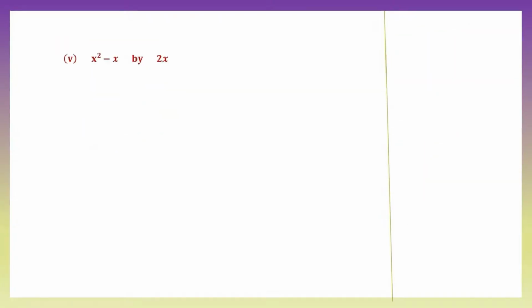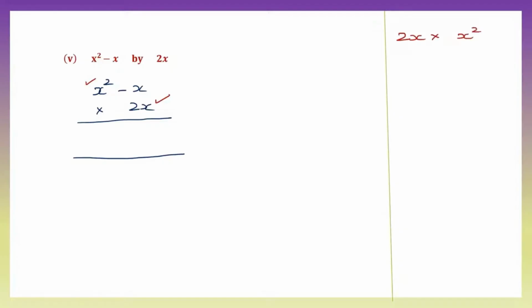Question 5. X square minus x into 2x. Okay, so let's do this. So first let's take 2x into x square. So 2x into x square, now that will be 1x square. So when we take numbers, it is 2 into 1. And let's take the x, x into x square. So that becomes 2 ones are 2 into x to the power of 1 plus 2.